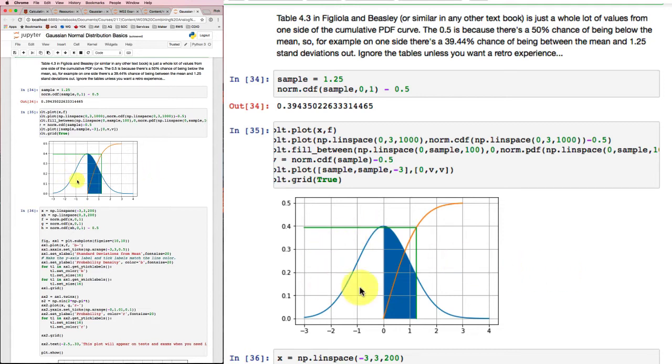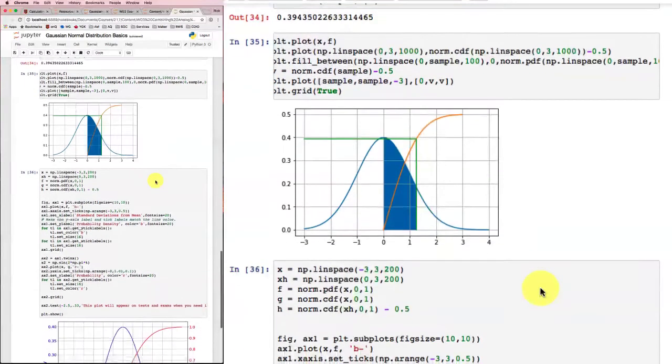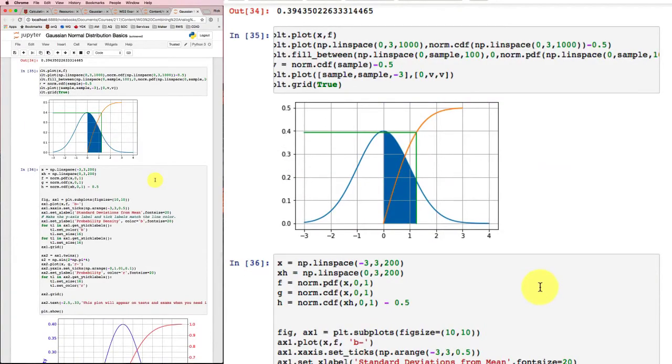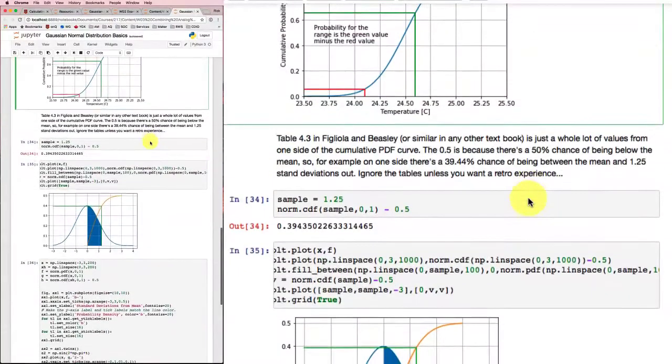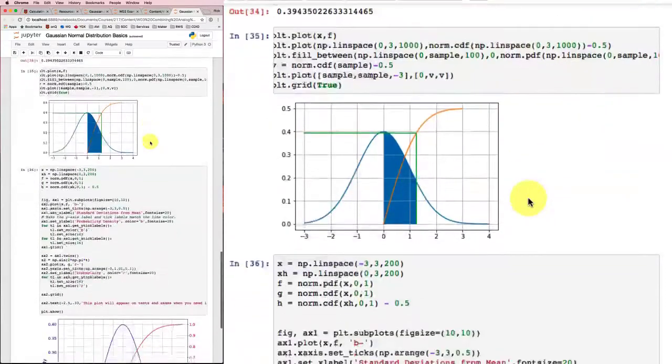I like graphs like this and numerical calculations like that way better than looking things up and trying to transcribe them out of tables of numbers. I did enough of that in thermodynamics. So use these functions to figure out what the probabilities are.